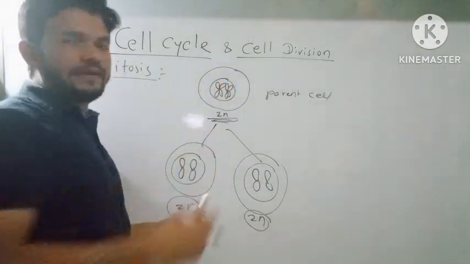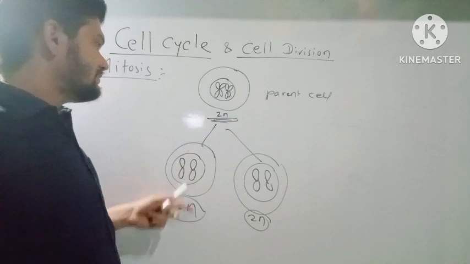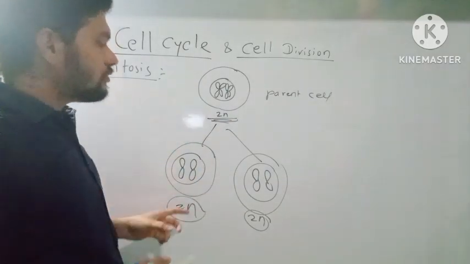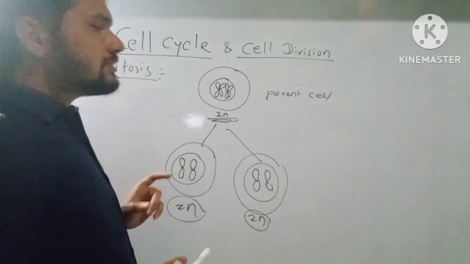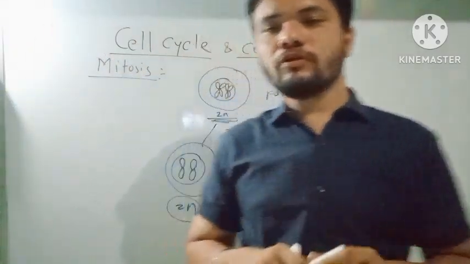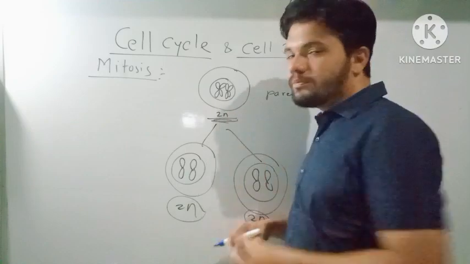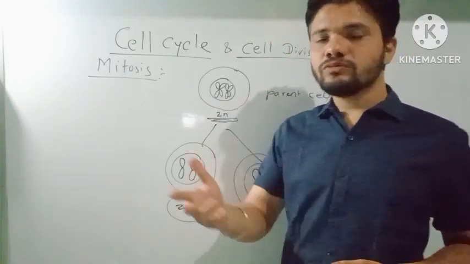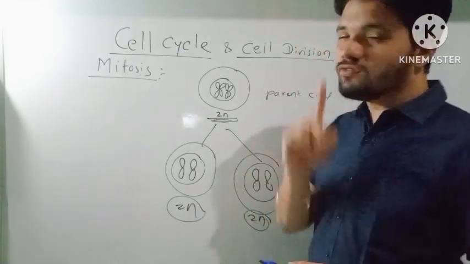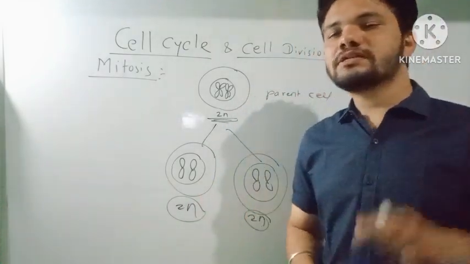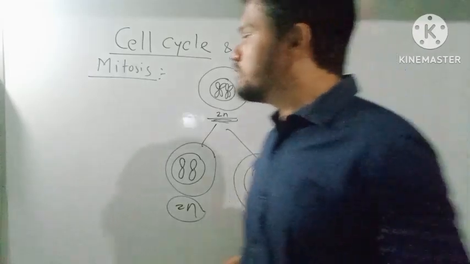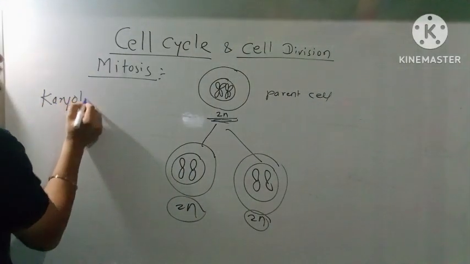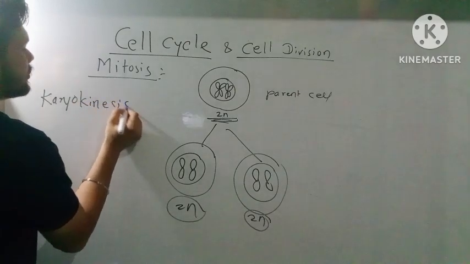but the DNA content is reduced. That's the thing we have to notice. The DNA is reduced, but not the chromosomes. This is one thing you should know about mitosis. The diploid cell will produce diploid cells. One cell will divide into two cells. In the first phase of mitosis, called karyokinesis, let's start with the division of nucleus.